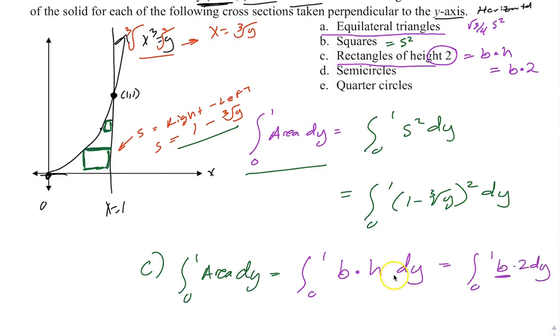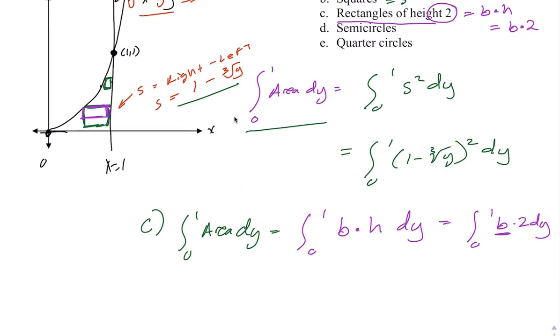All I need is my base. In a rectangle, the base is the same thing as the s. Drawing real rectangles. So my s, my base, is just 1 minus cube root of y. So my formula here is going to be the integral from 0 to 1 of (1 minus cube root of y) times 2 dy. And that's it for area of a rectangle. So only 2 more left.